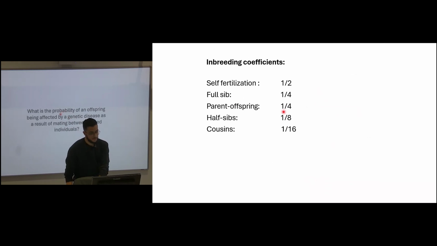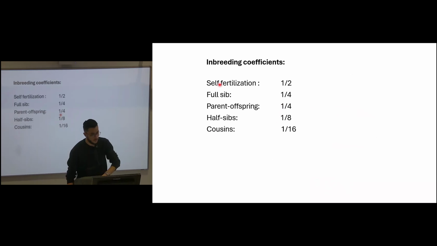So the inbreeding coefficients are the following. Self-fertilization, as we've seen, is the one that has the most chance of producing homozygous individuals, because every time you're decreasing the heterozygous state by 1/2, in this case by 1/4, etc. And cousins is 1/16. So just information for you guys, in Canada, there are ratios like this the government uses to determine if it is legal or illegal.